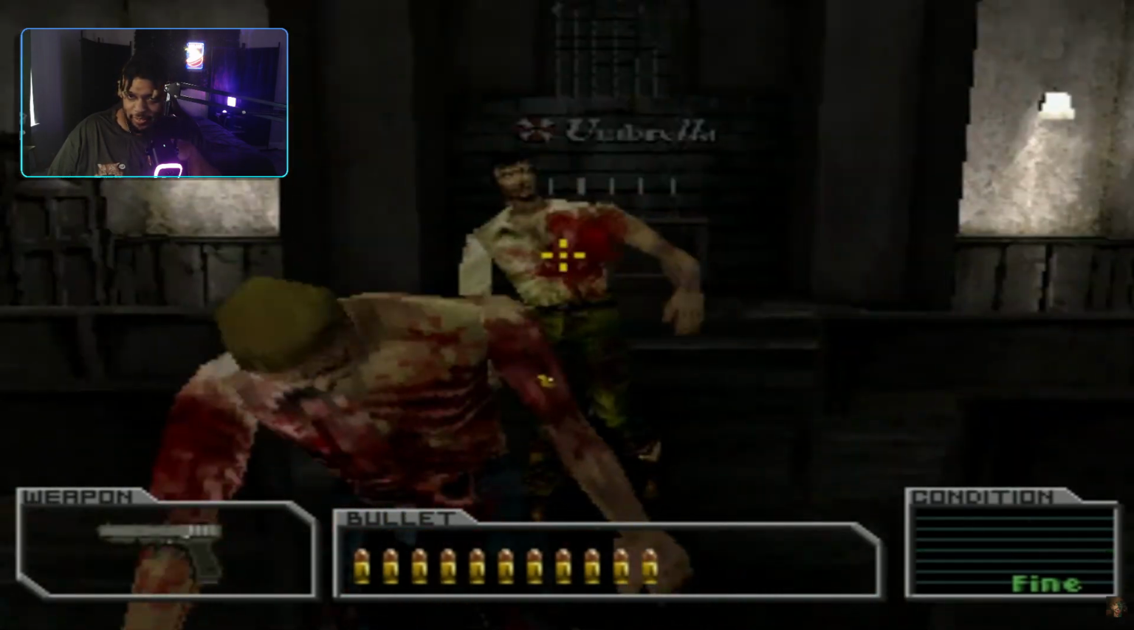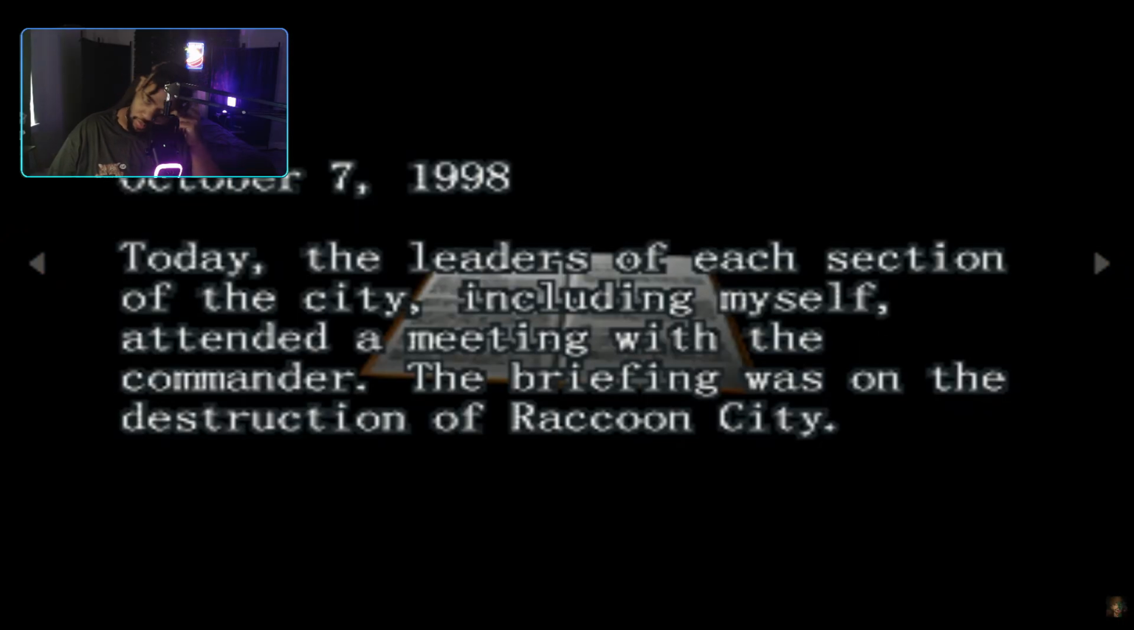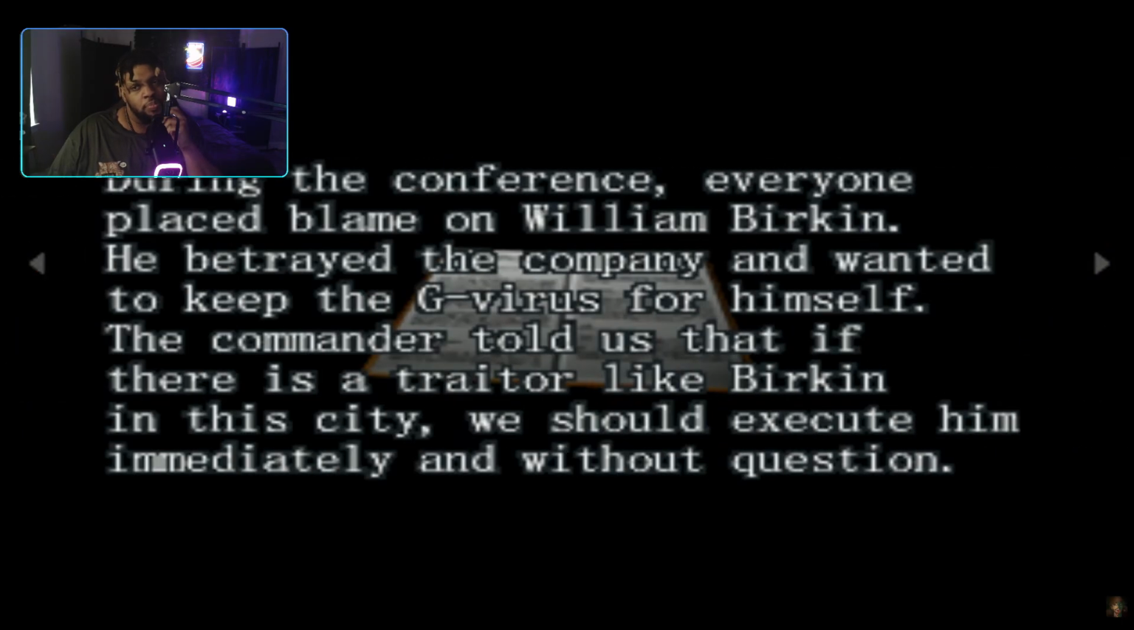Various buildings on the island, the man heads into a church and finds a diary that belongs to the church manager. He writes that a week after the destruction of Raccoon City, the leaders of each section of this city island sat down to discuss it. They made sure that the blame for what happened in Raccoon City was placed entirely on the head of William Birkin, as he had betrayed Umbrella.